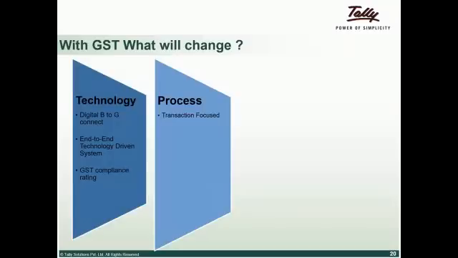What are the processes that need to be changed? One is that it is now more transaction focused. First, I have to record. Even if I genuinely by mistake don't record a purchase or a sale, it is going to be difficult, because the other party is going to record it, and the reconciliation is definitely going to show up on the portal. So it is going to be transaction focused. All my books of account, all my purchases and sales, I have to record, and there is going to be transparency of all business records from the grassroots level.